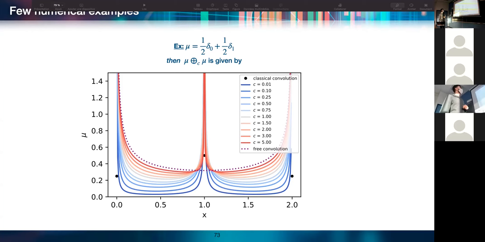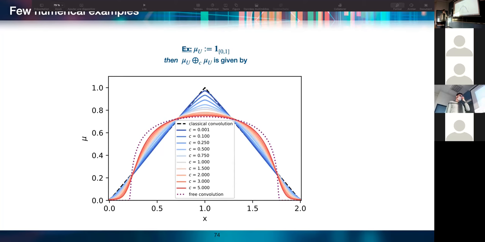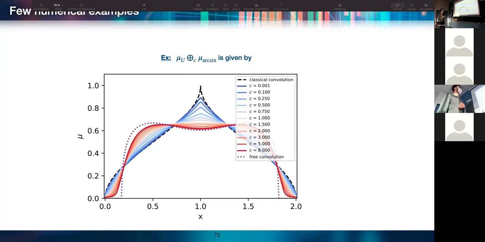And actually you can do this for a very generic type of measure. For example, if I take the uniform measure, the classical convolution of the uniform measure is this triangular distribution. And you have no expression, but you have a fixed point equation for the closed curve by the free convolution. And what you get for different C is an interpolation between the two. And this goes for many other examples. For example, you take here the uniform and the arcsine law, and you obtain this type of curves.